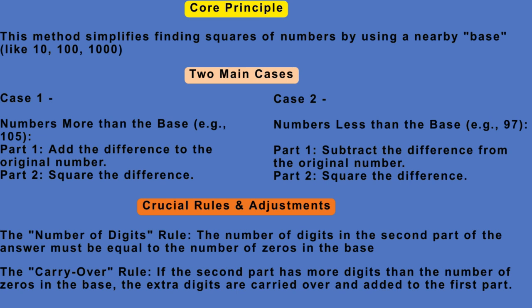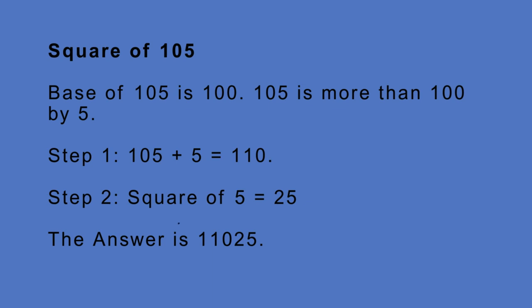Crucial rules or adjustments. The number of digits rule: the number of digits in the second part of the answer must be equal to the number of zeros in the base. The carryover rule: if the second part has more digits than the number of zeros in the base, the extra digits are carried over and added to the first part. Let us do some problems that will help us understand better.